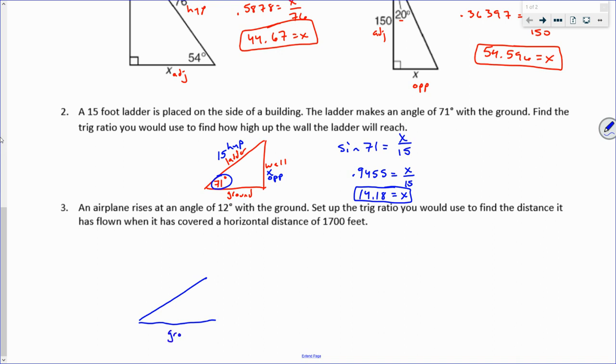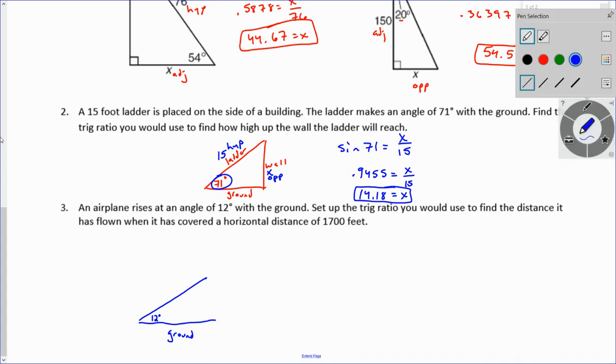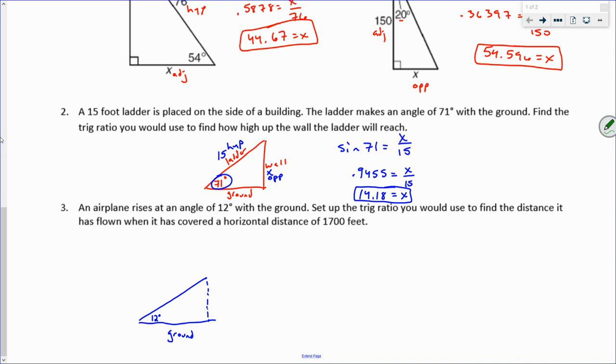So here's the ground. The hypotenuse of our triangle is our airplane path. It's making a 12-degree angle with the ground. We're probably going to end up finding the actual height, right? Oh, the distance. Okay, distance flown. So it has covered 1,700 horizontal distance. That's telling me that the 1,700 goes down here. But you want to find the distance it has flown. That means upward and outward. So really, you're right here, right?